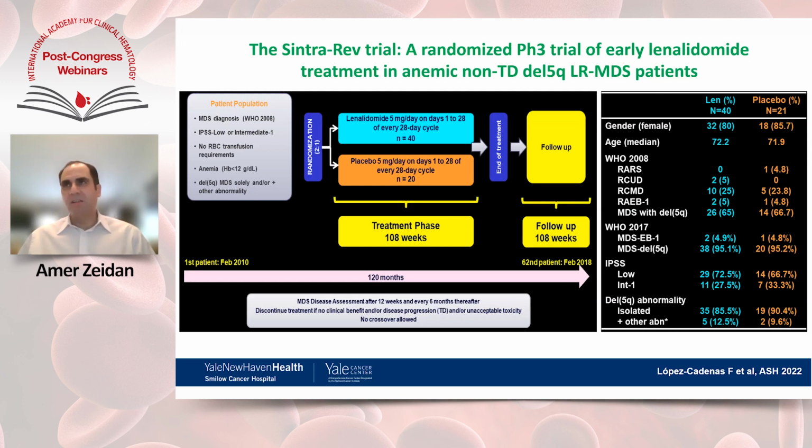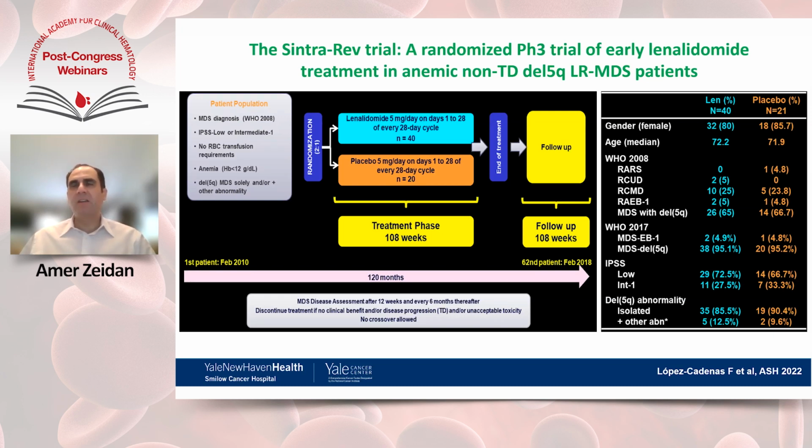And I think one important presentation from ASH 2022 was the Central Rift trial, which basically randomized patients who have deletion 5q lower risk MDS, but were not yet transfusion dependent. So the hemoglobin had to be less than 12, and the patient had to be symptomatic from the anemia, but they were not needing regular transfusions. And you can see the patients were randomized to receive either lenalidomide at a small dose, 5 milligrams per day continuously. And important, this is only time-limited therapy, meaning it's given only for 2 years, versus placebo. And 60 patients were randomized in total.